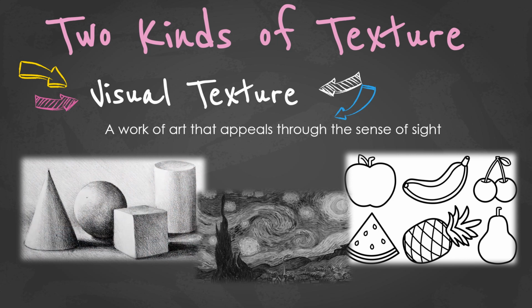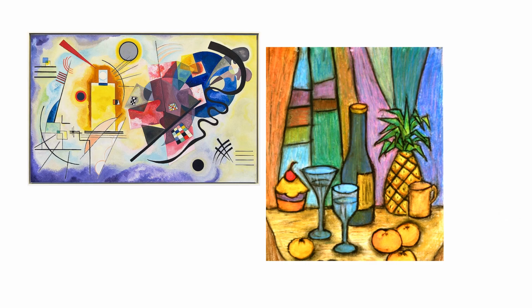Paint can be manipulated to give the impression of texture, while the paper surface remains smooth and flat. Remember, all textures you observe in photographs are visual textures. And here are some examples of art using visual texture.